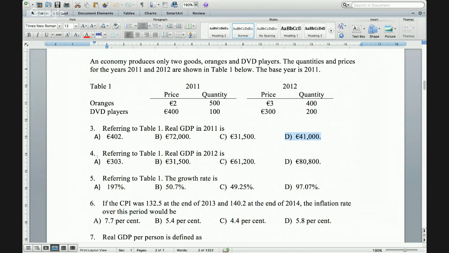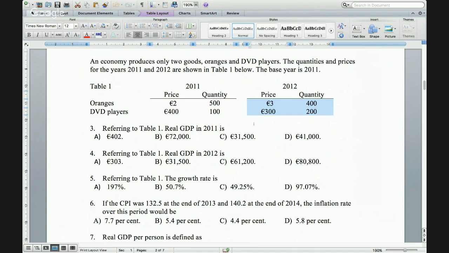Question 4. Again, referring to the table, real GDP in 2012 is. What we need to take into consideration here for real GDP in 2012 is that we should not use the same calculation as we had done in 2011. In other words, we do not multiply price by quantity for both goods and then add them together as we had done previously. That's what's called nominal GDP.